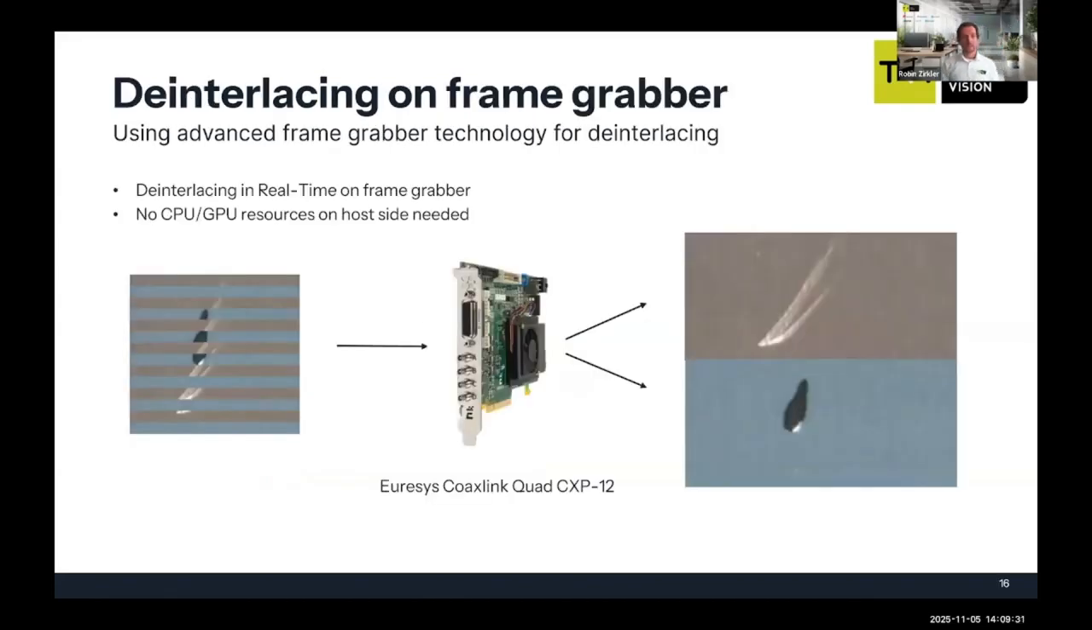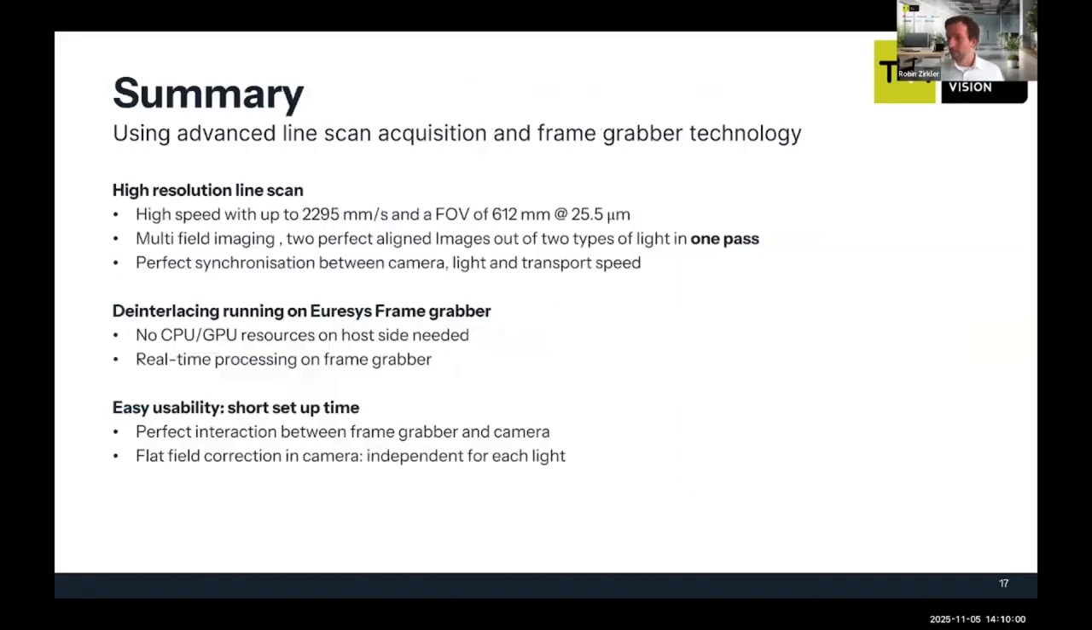And with the features from Euresys, from the Quartz Boost frame grabber, we can deinterlace this image, which is at the moment interleaved. Now I want to deinterlace the image into 2 separate images. This is done on the frame grabber in real time, no GPU or CPU resources are needed. So you can see in this example the bright field image and the dark field image in one pass.